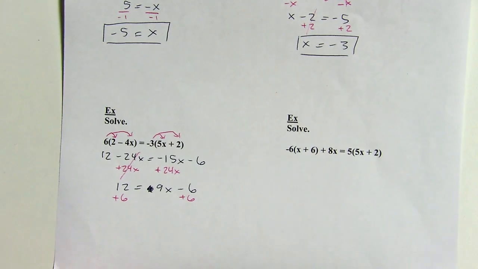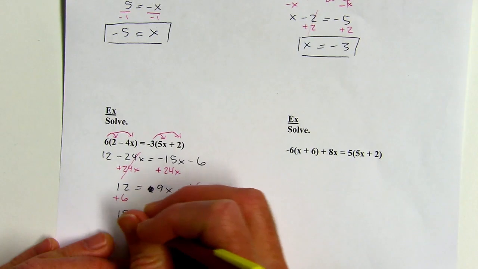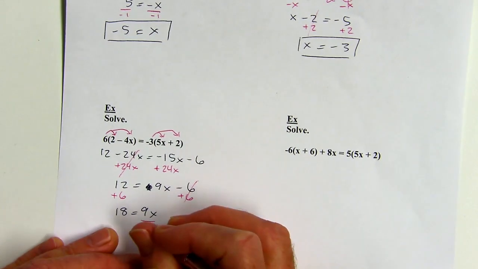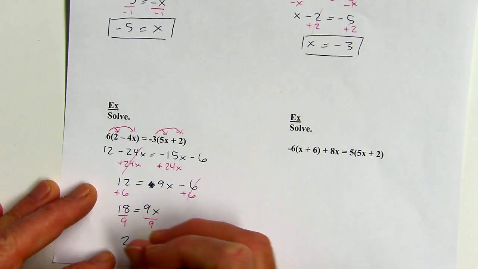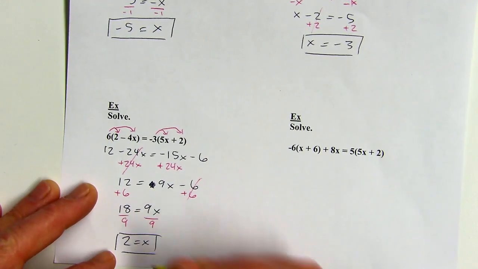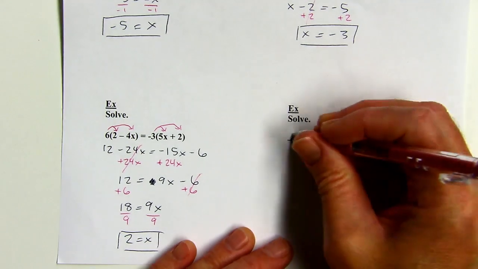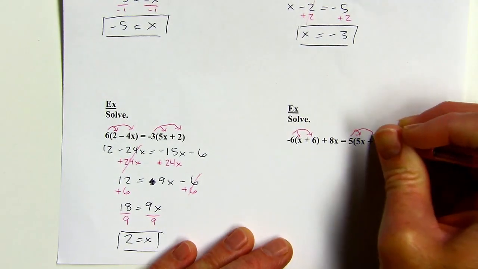Okay, so then I've got 18 equals 9x. And then the last step would be to divide by 9. It's the opposite of multiplying by 9. And then x is going to equal 2. Okay. All right, let's try another route. I'm going to distribute here. And I'm also going to distribute on this side.